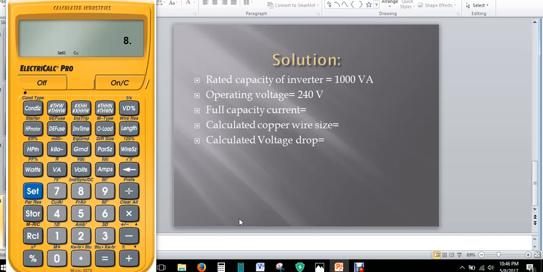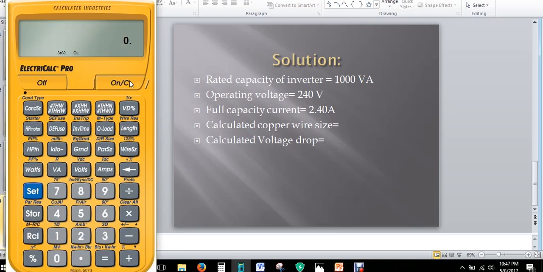So we are going to calculate those using this calculator. We have the rated capacity of the inverter as 1000 volt ampere, and let's assume the operating voltage is 240. Full load capacity current we can calculate with the help of Kirchhoff's law here. First of all, clear the screen. 1000 volt ampere, and we have 240 volt. Then we can get ampere, that is 2.40 amps. Now we have calculated the full load capacity current.